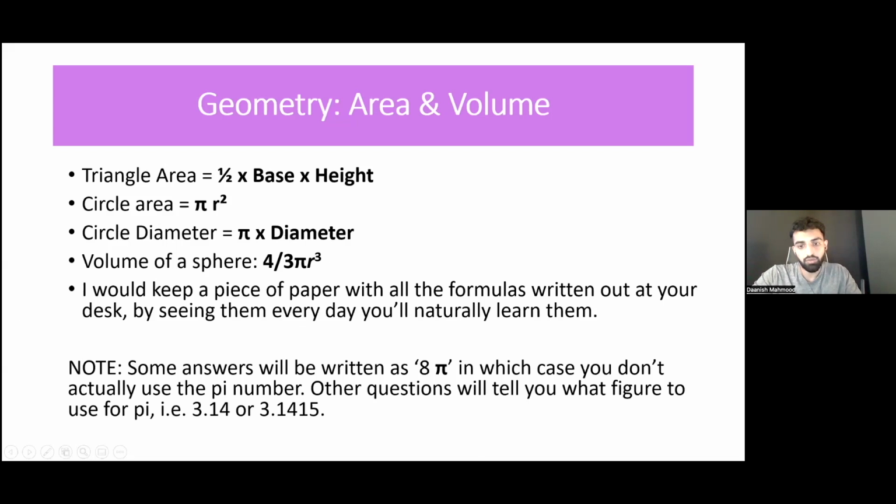This is what I was mentioning before. There is no pi button in the exam. You're not expected to know the whole of pi's number. So in some questions, the answer will be written as 8 pi or 7 pi. If that's the case, you don't need to use 3.14. You just need to calculate what the number before pi would be.